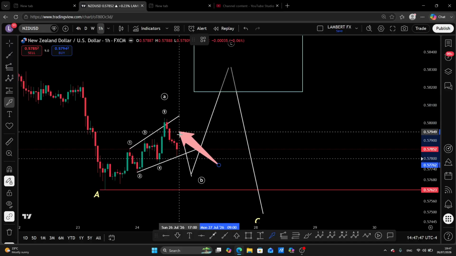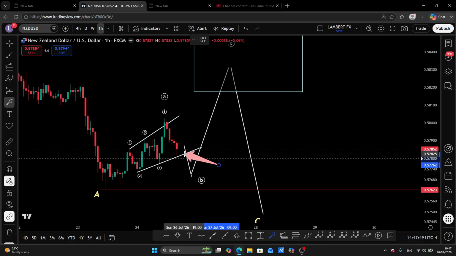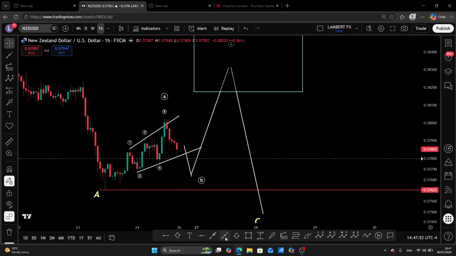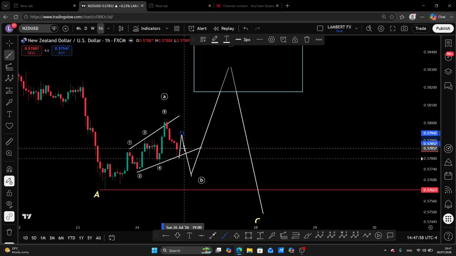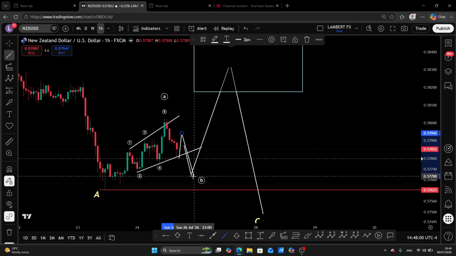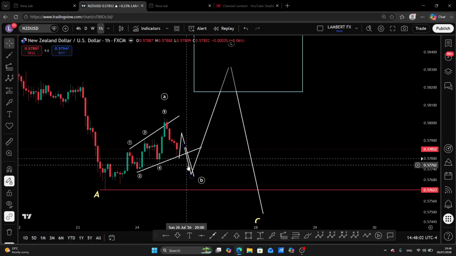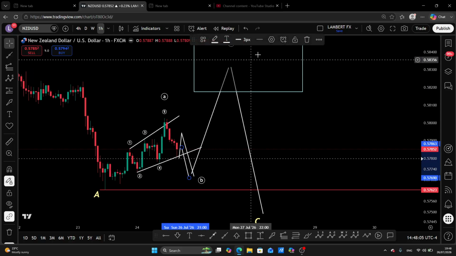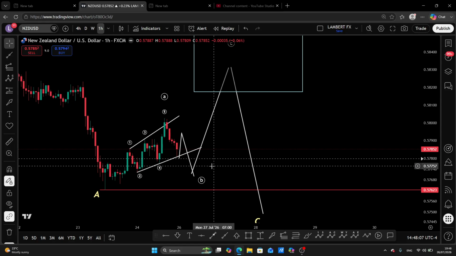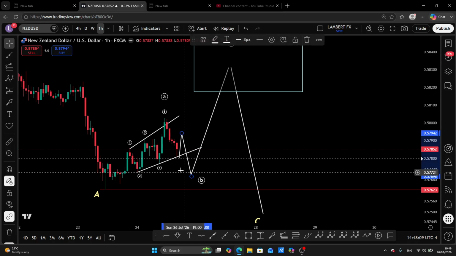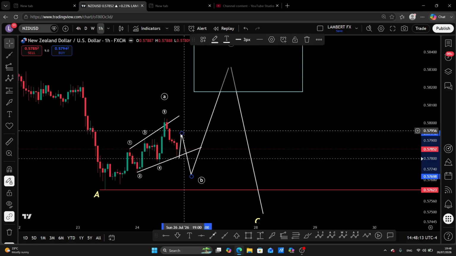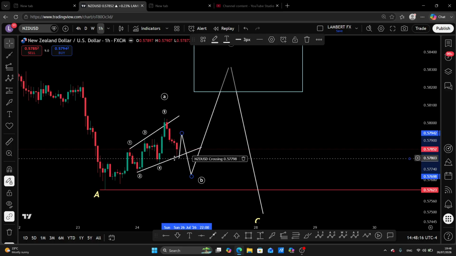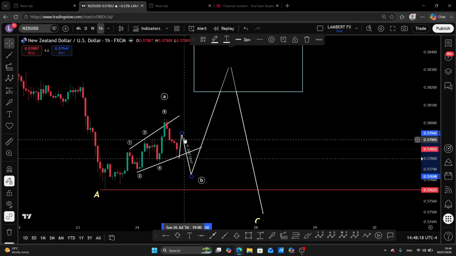What we need to see here is a correction to the upside before this leg down. That is what you need to look out for. We need to see a push up. If you see the push up, do not buy it, because there will be stops below here. So this is a trap already.